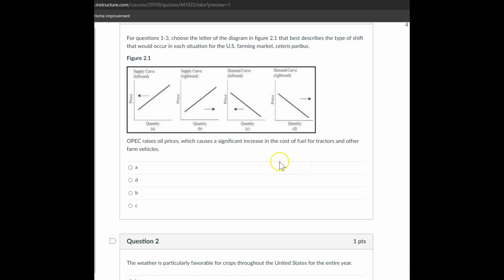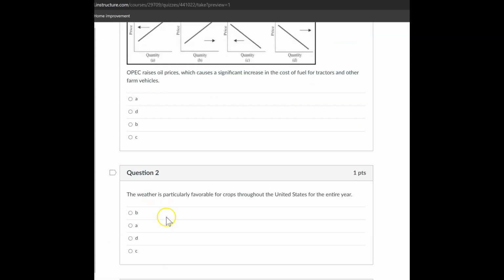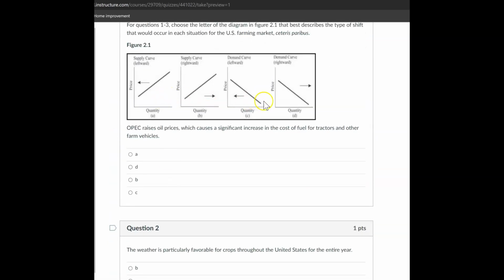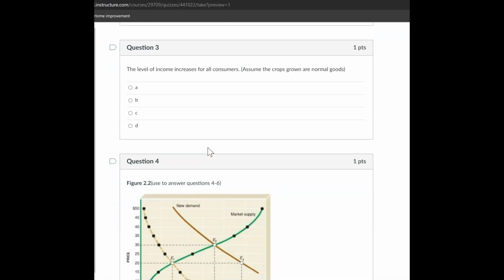So if you think this is going to have an impact on the demand curve, then you have to ask, okay, it's got to be either C or D. Do I think this situation is going to cause the demand curve to shift to the left or to the right? If you think it's going to cause the demand curve to shift to the right, you would choose option D. And that's what you do for each one of these questions. Which curve do you think is affected for this particular market? And what direction do you think it's going to shift? That's questions 1 through 3.